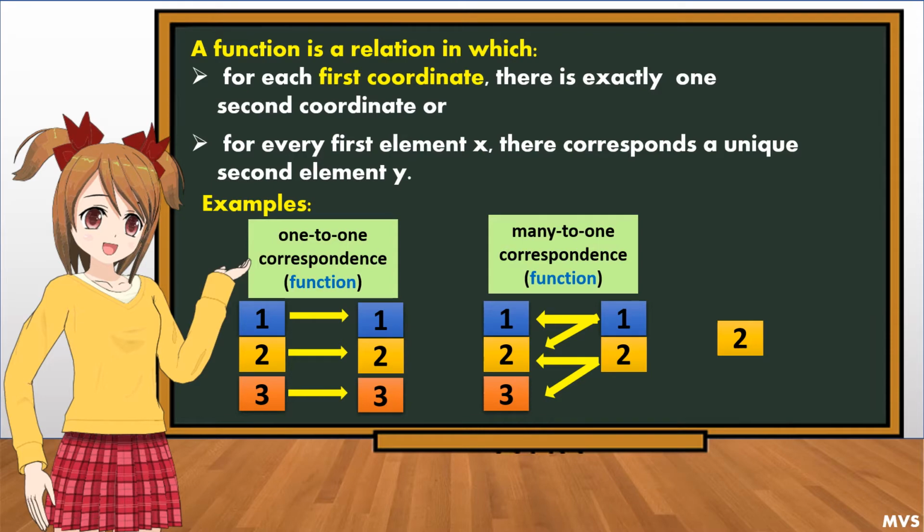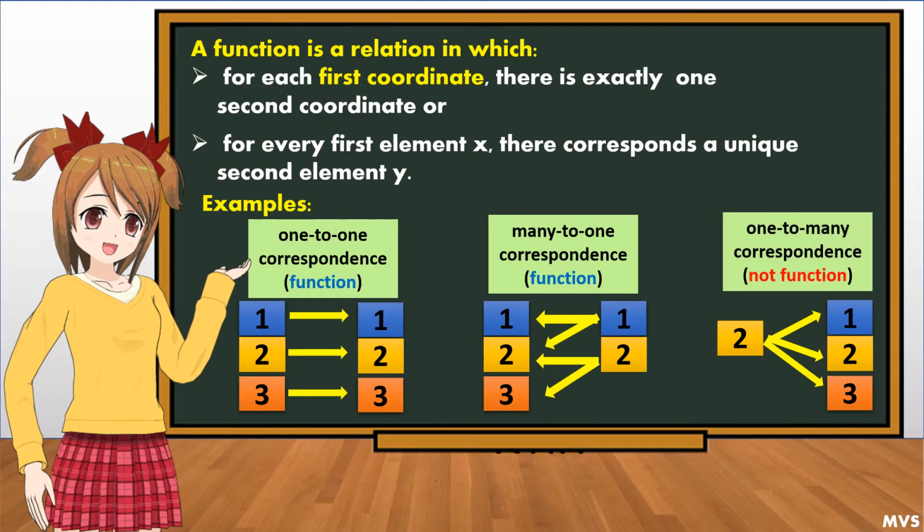Let's have here another. 2 and 1, 2, 3. So 2 corresponds to 1, 2 corresponds to 2, and 2 corresponds to 3. Relation, 1 to many. Correspondence. Therefore, that is not function.